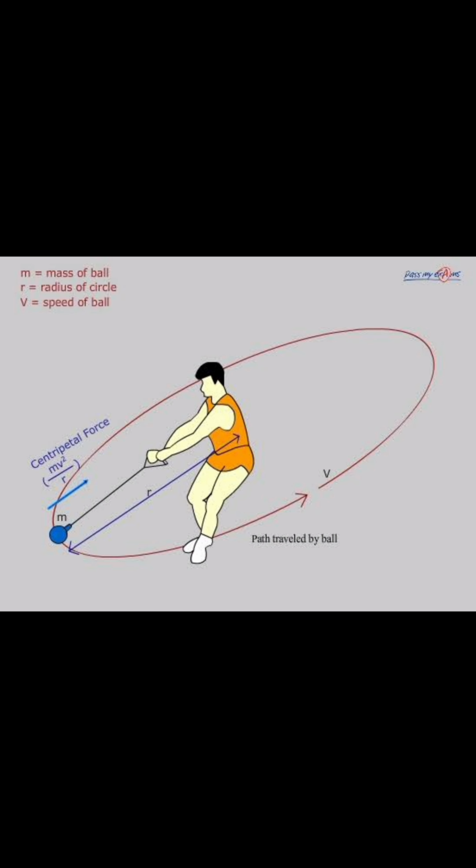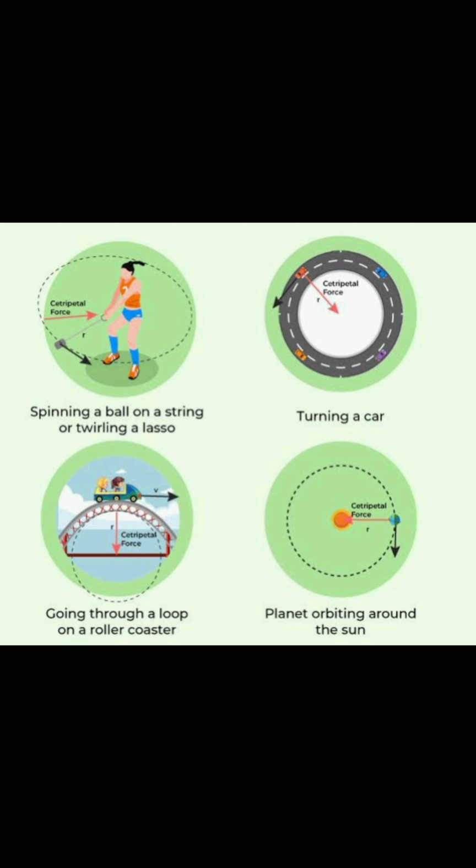Next is circular motion. When an object moves along a circular path, you call it circular motion. So the object is always changing direction. Even if the speed stays the same, it is still called accelerated motion because the direction is constantly changing. For example, a fan blade spinning on the ceiling, the moon orbiting the earth, or a child riding a merry-go-round. These are real-life examples of circular motion.